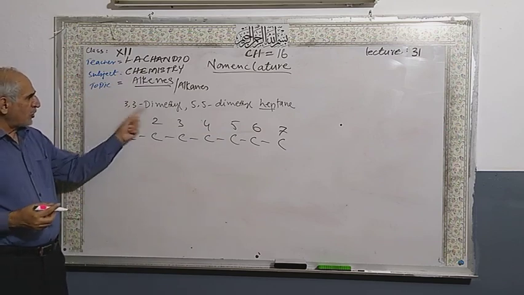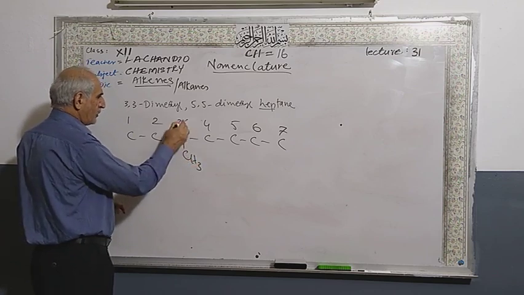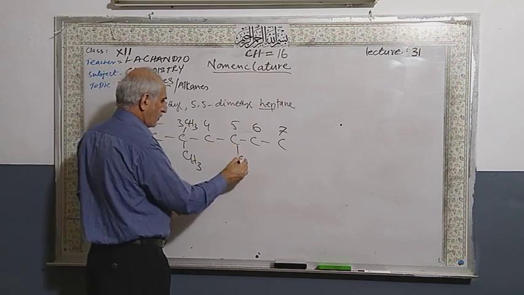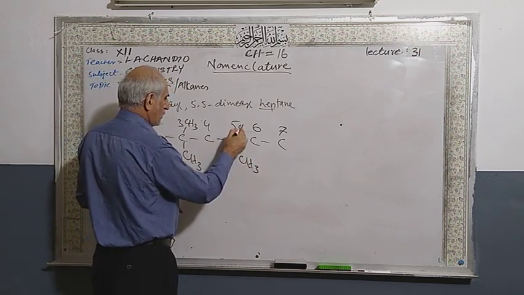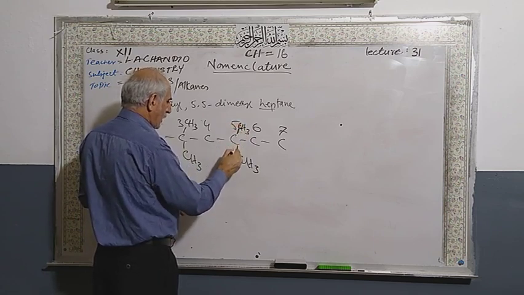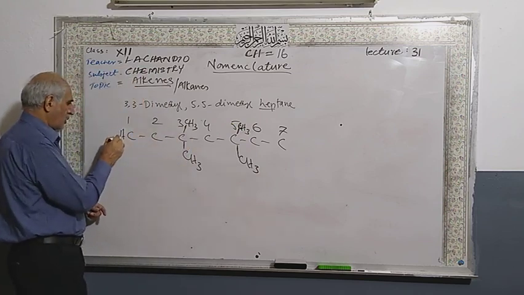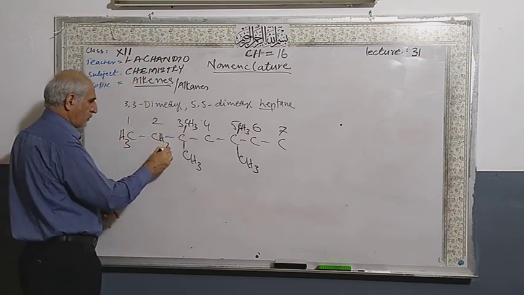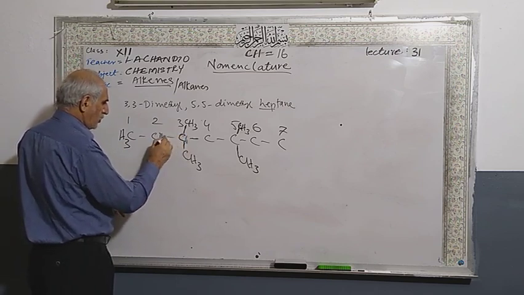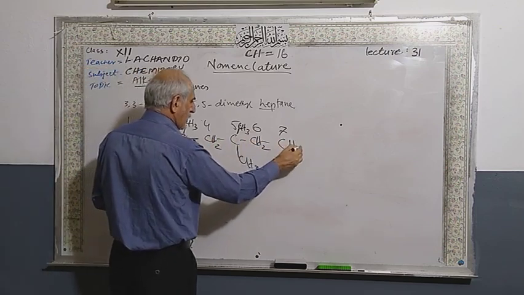Now, according to this, 3, 3. This is a 3, 1, and here 3, 3, and 5, 5. Now this one. Bond between carbon. Always remember: CH3, no need, 4, CH2, no need, CH2, CH3.